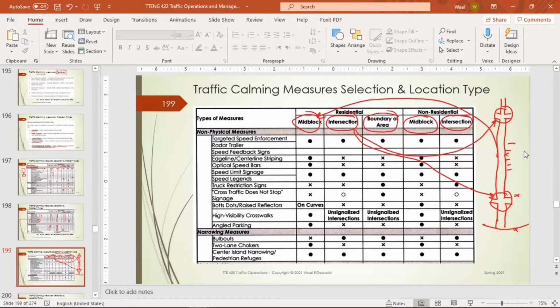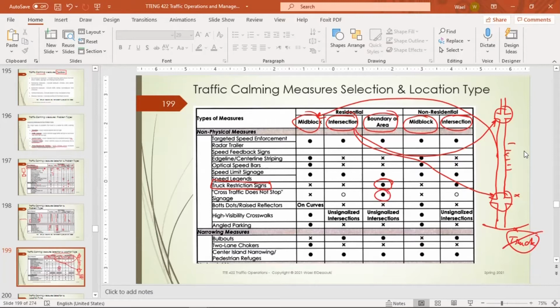Truck restriction sign, of course, is going to be on the boundary. So if you want to put this, it's irrelevant to put it in mid-block or intersection because you want to avoid trucks. Okay, so you say here trucks. No trucks allowed. It must be on the boundary area. Cross traffic does not stop signage. Also, it should be on the boundary area, and so on.